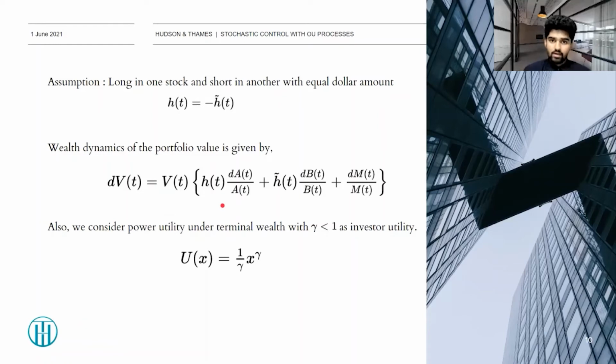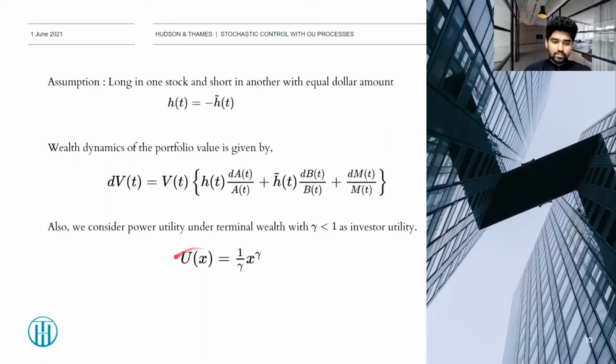So basically our objective is to calculate the portfolio weights for the spread asset, that is H of t, which would maximize the expected value of the investor's utility function at the end of the investment period, that is, at time capital T. To do this, firstly, we need to consider a utility function which represents our investor. In this paper, the authors assumed the power utility under terminal wealth as our investor utility function, where gamma is less than 1.